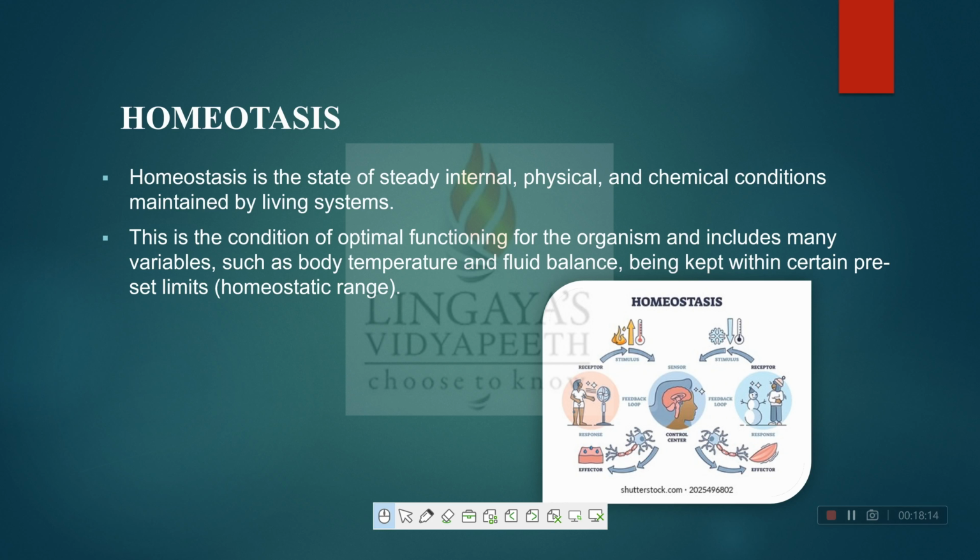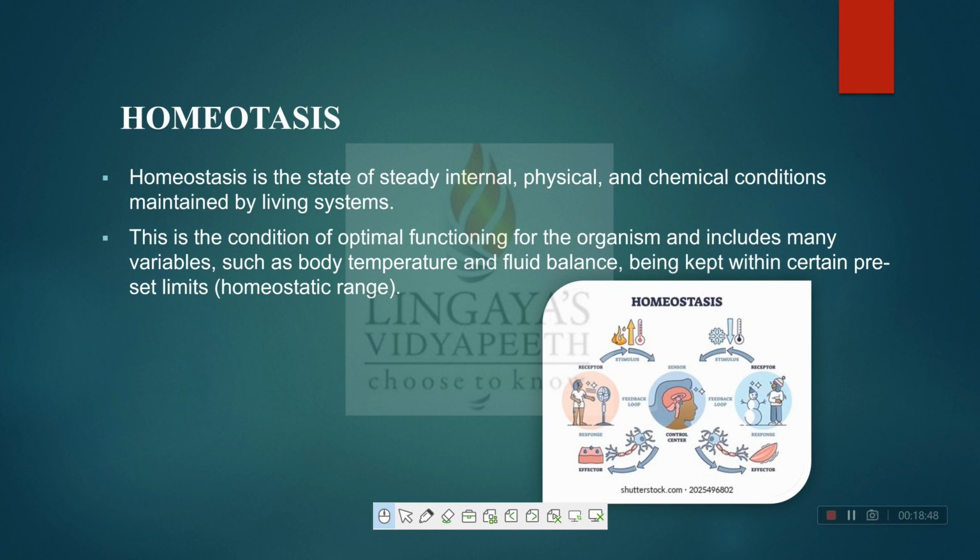They won't get affected due to higher temperature or lower temperature or anything. The body temperature and fluid balance will remain as it was. Then this condition is called homeostasis. Homeostasis is maintained by the cells of the body itself. This is the condition of optimal functioning for the organism, and the body is not affected, with body temperature and fluid balance being kept within certain preset limits. This is called the homeostatic range.